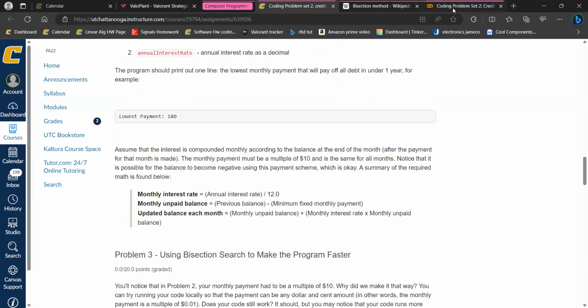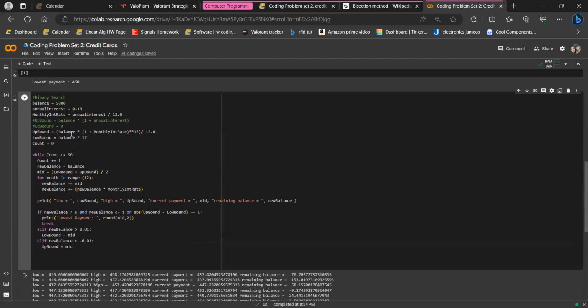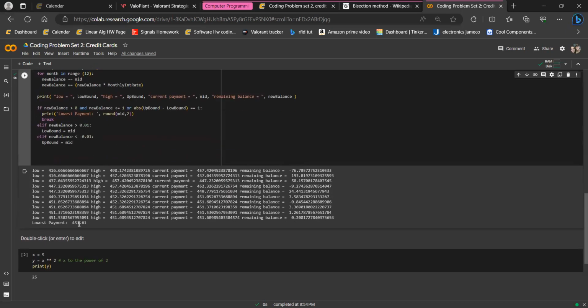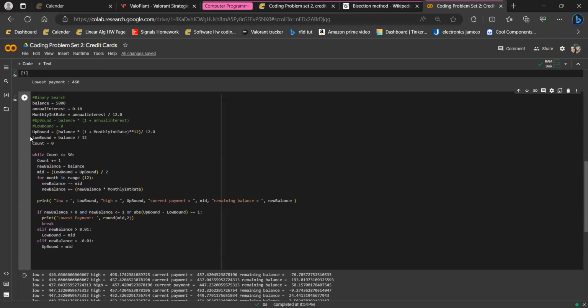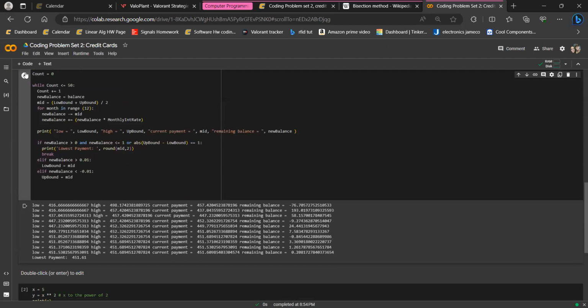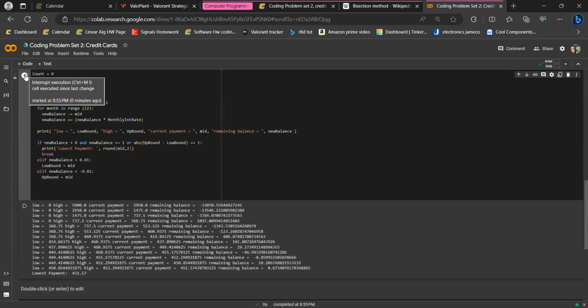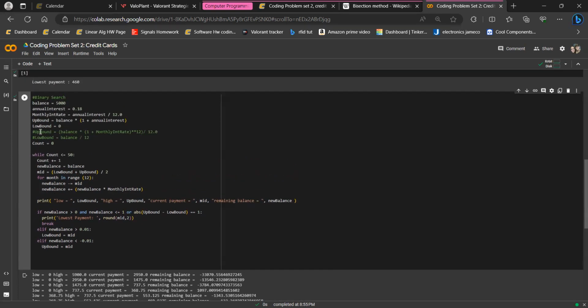But yes, that is what I did here. I'll explain the code. I don't know why the professor would do it this way, changing the upper bound and lower bound, if it ultimately didn't matter. What was it, 451 point whatever? 451.61. Let me change this back. I'm pretty sure it was also 451.61. And 451.57. So it's like cents, but it's definitely interesting.